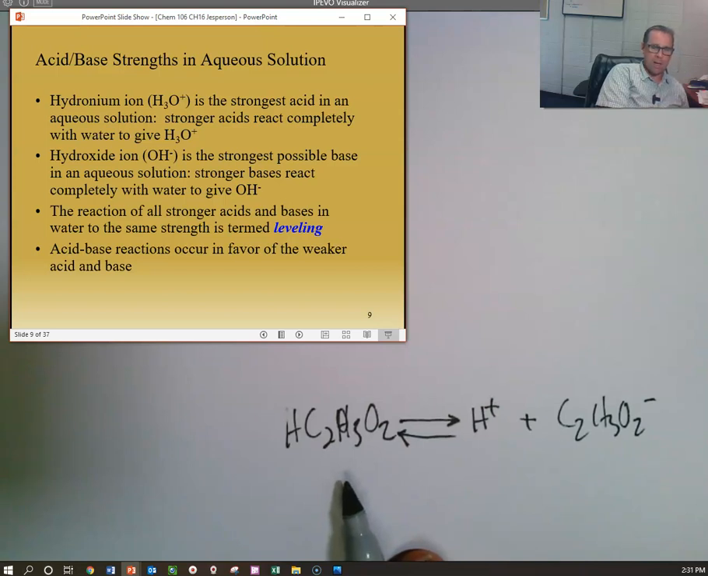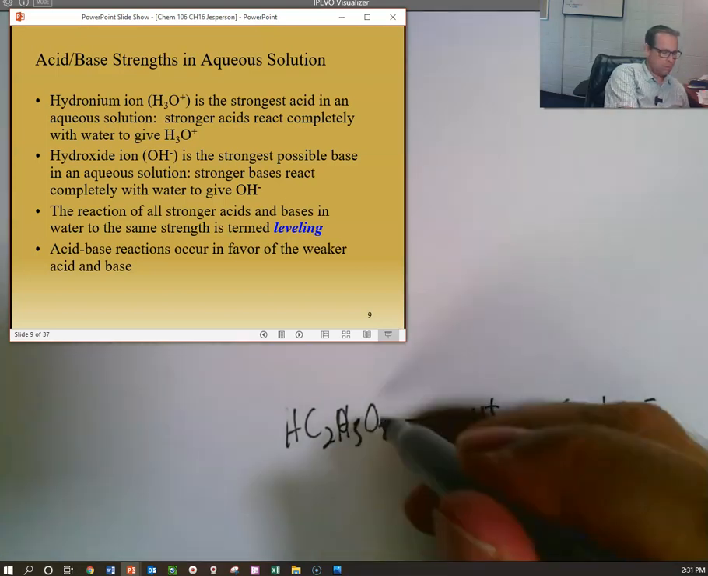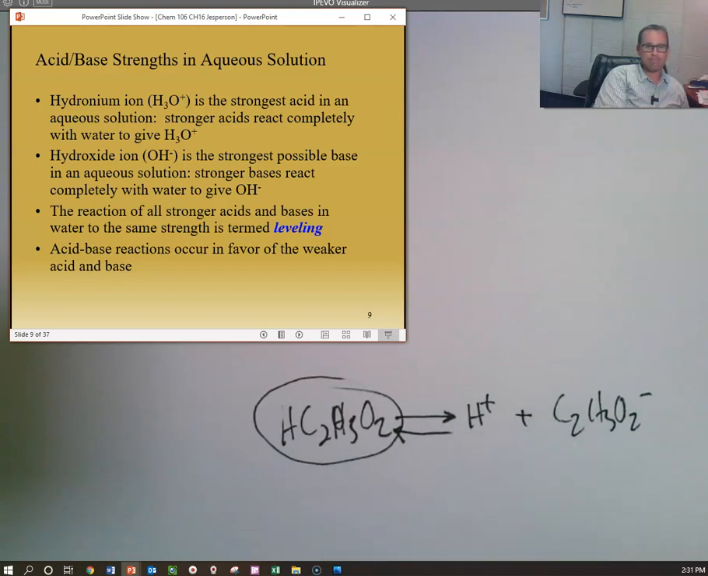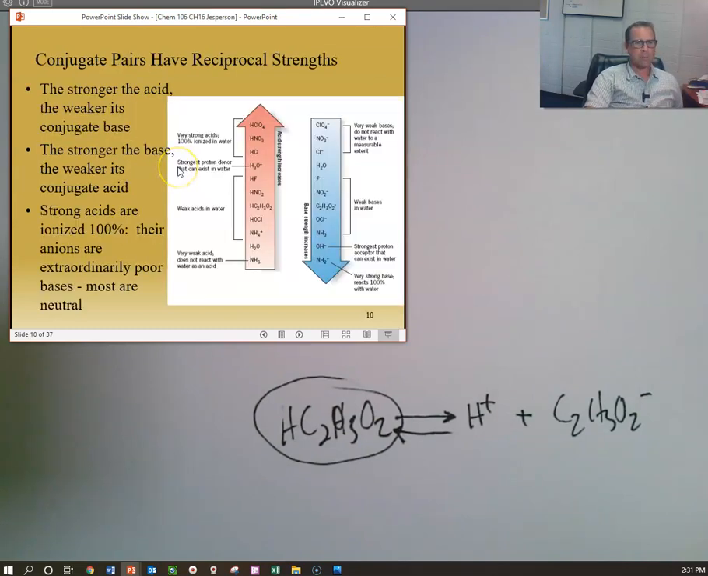All right? In fact, at any one given moment in a solution of acetic acid, only about 1 in every maybe 1,000 molecules is separated. Okay? So it's not a strong acid. It's actually relatively strong for the weak acids, but it is a weak acid. So when you're mixing a strong acid and a weak acid, the conjugate base of the weak acid will always behave as a base.